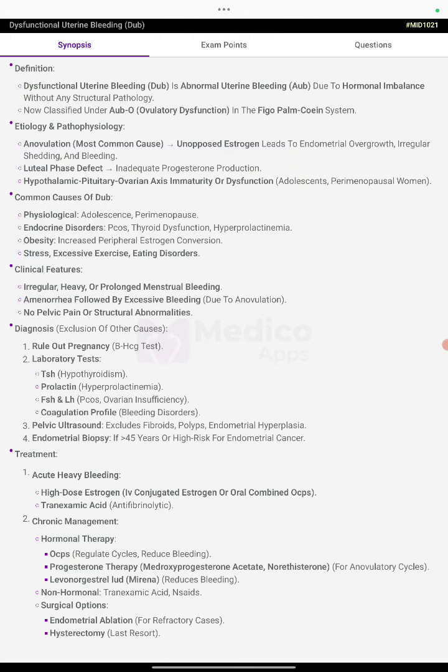TSH for hypothyroidism, prolactin for hyperprolactinemia, FSH and LH for PCOS and ovarian insufficiency, and a coagulation profile for bleeding disorders. Pelvic ultrasound excludes fibroids, polyps and endometrial hyperplasia.